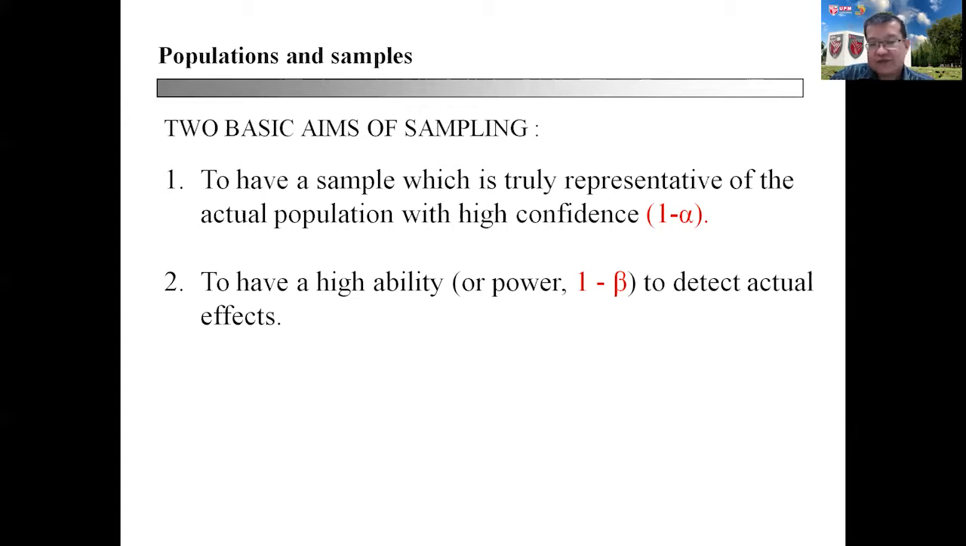And then to have a high ability, or power, to detect the actual effects refers to 1 minus beta. Beta is a quantity that is supposed to be read together with the confidence level. In this case, it refers to power. And power refers to the ability to detect an effect when the effect is actually there.